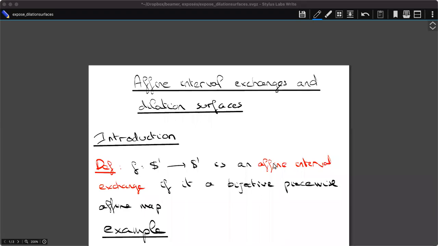My talk today will be about, as the title says, affine interval exchanges and dilation surfaces. Since I wasn't sure that you were very familiar with the geometric side of this story, I took some time to introduce the objects and everything, so quite gently. I'm sorry for those who will think that it's maybe too slow, but I hope you won't be too bothered. So please feel free.